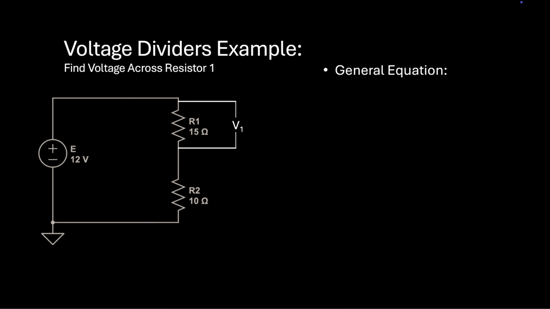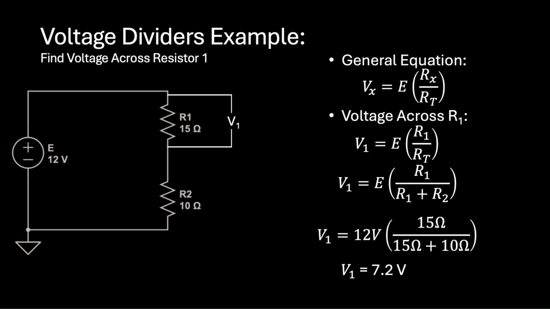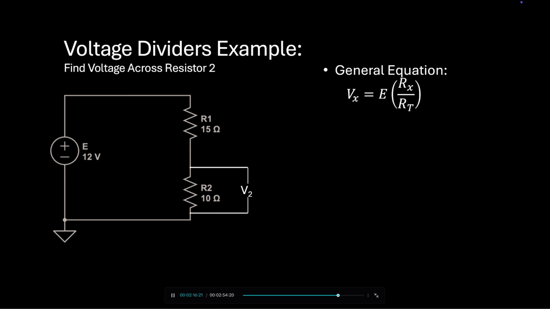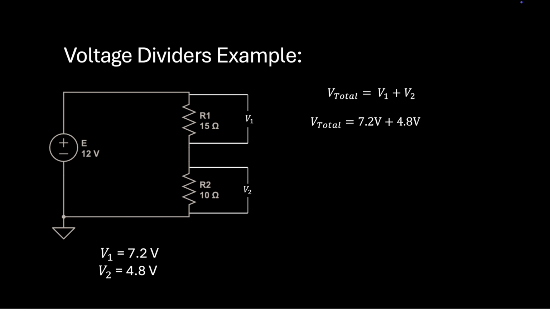To verify this equation works, we can find the voltage across R1 by subbing in our values for the circuit into the equation. This gives a voltage of 7.2 volts, which matches our previous answer. To verify either of these voltages are correct, we can find the voltage drop across R2 and see if the voltage drop across R1 and R2 is equal to supply voltage.